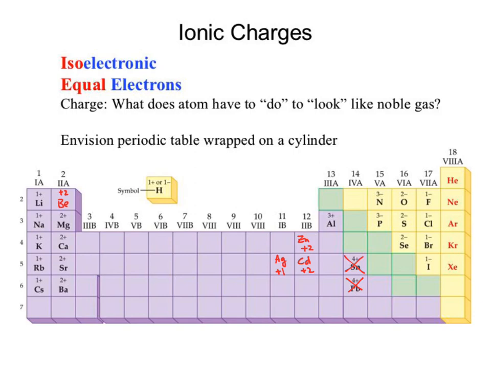Okay? Again, should you memorize them? I would argue aluminum, zinc, cadmium, silver should be memorized. None of the others should be memorized. Why? You have the periodic table. You know what's happening. They're trying to look like a noble gas. You can just derive it.